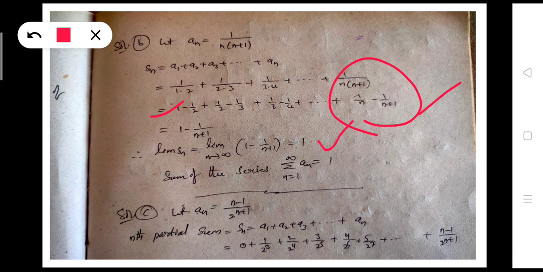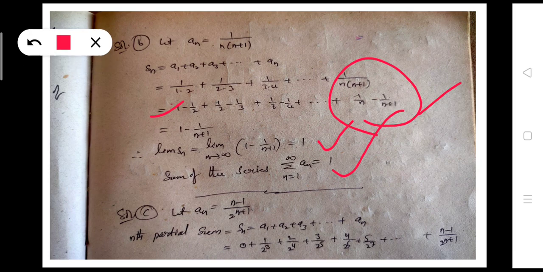So therefore the sum of the series sigma n equals 1 to infinity is 1 only. And we have to do example C, that is let a_n be equal to (n minus 1) by 2 power n plus 1, and find the nth partial sums. We know the nth partial sum Sn is a1 plus a2 plus a3 plus so on up to an. According to that, the given series is 0 plus, for n equal to 2, 1 by 2 cube, for n equal to 3, 2 by 2 power 4, and so on.